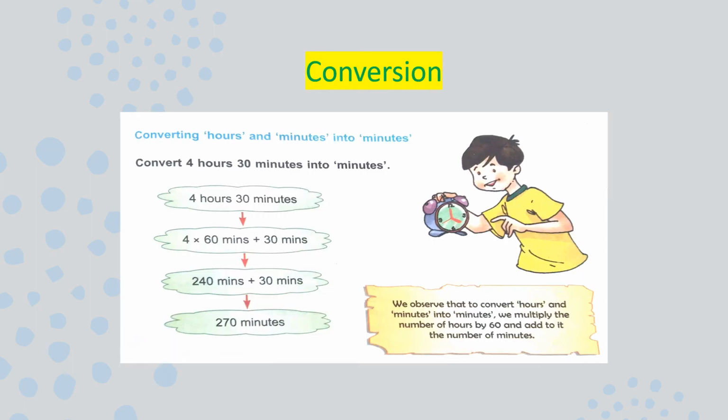Now converting hours and minutes into minutes. Convert 4 hours 30 minutes into minutes. We know 1 hour is equal to 60 minutes. So 4 into 60 minutes plus 30 minutes is equal to 240 minutes plus 30 minutes. We get 270 minutes after converting 4 hours 30 minutes.